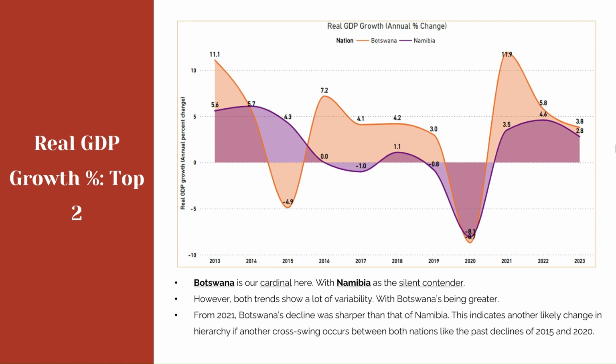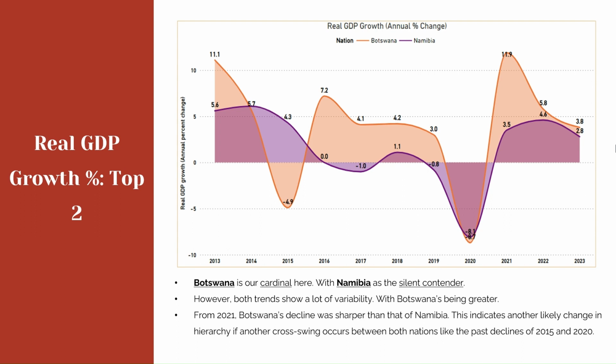So you can see, let's say 2013 to 2015, it was at 11.1% growth, then it goes all the way to negative 4.9%. So you can see then it swings again to 7, it starts going down, goes all the way down to negative 8.1, then goes back again to 11.9. So it really keeps switching across board.